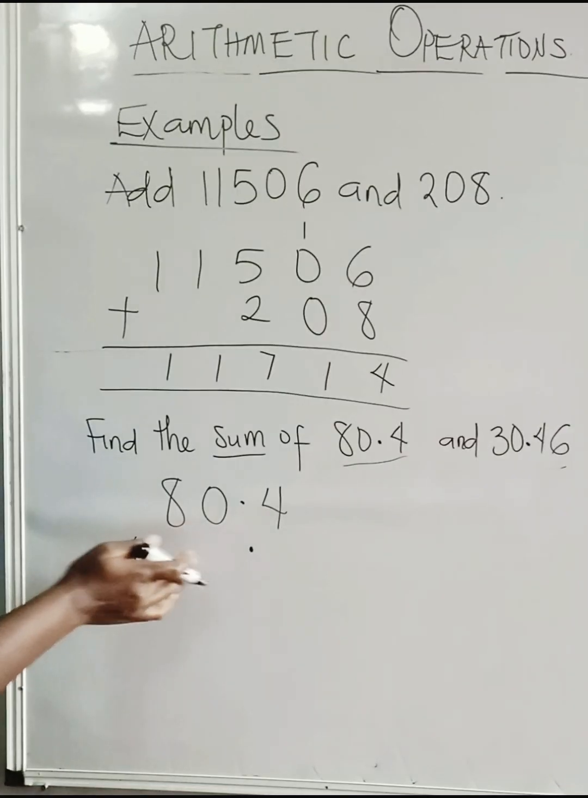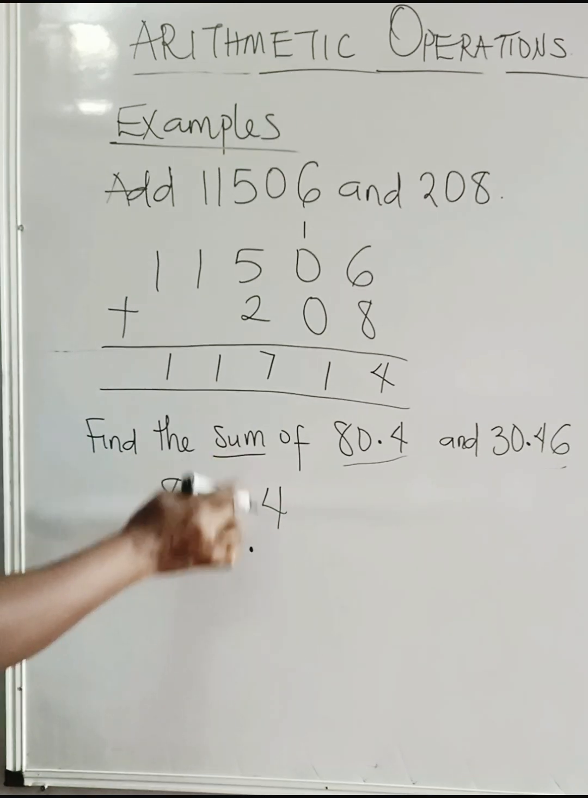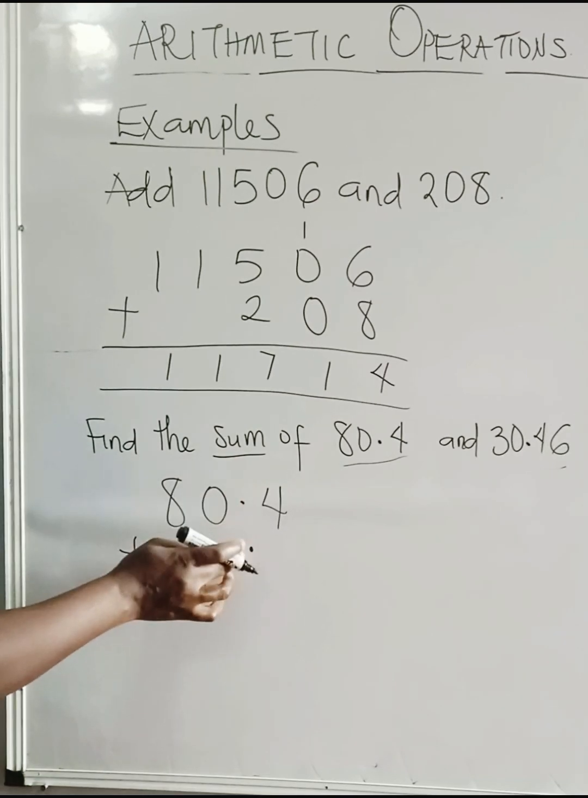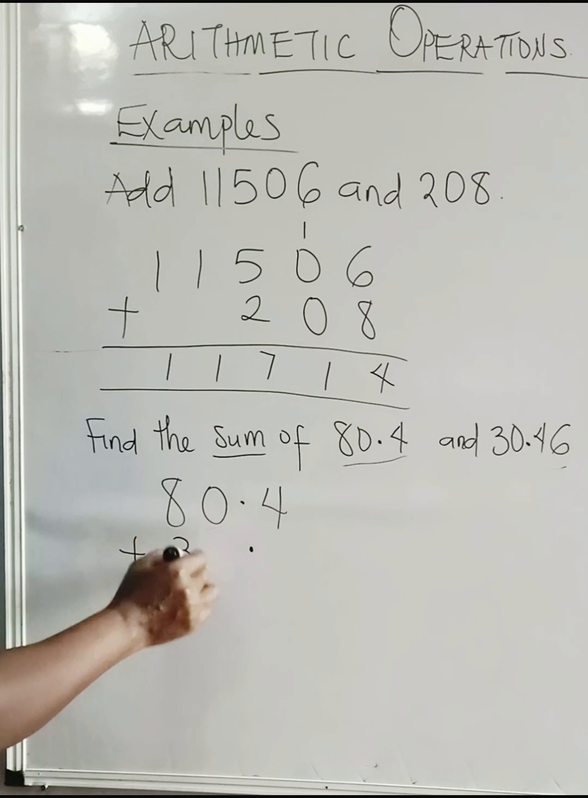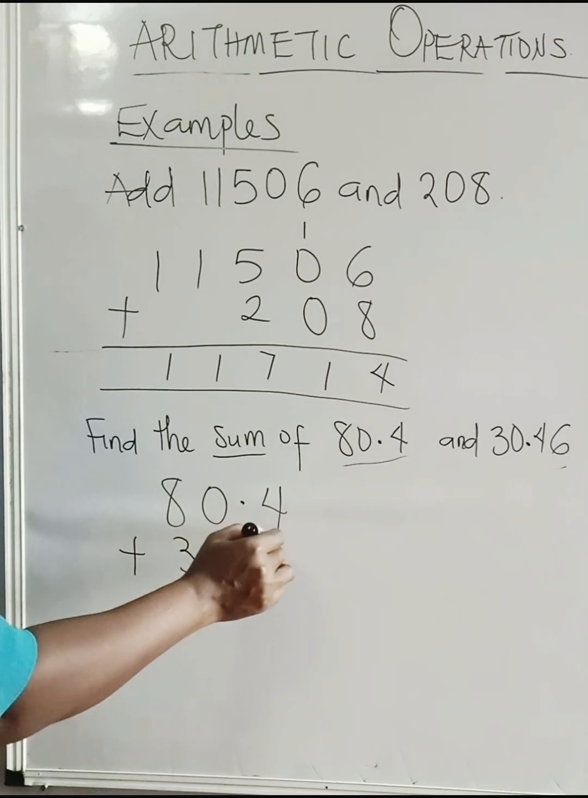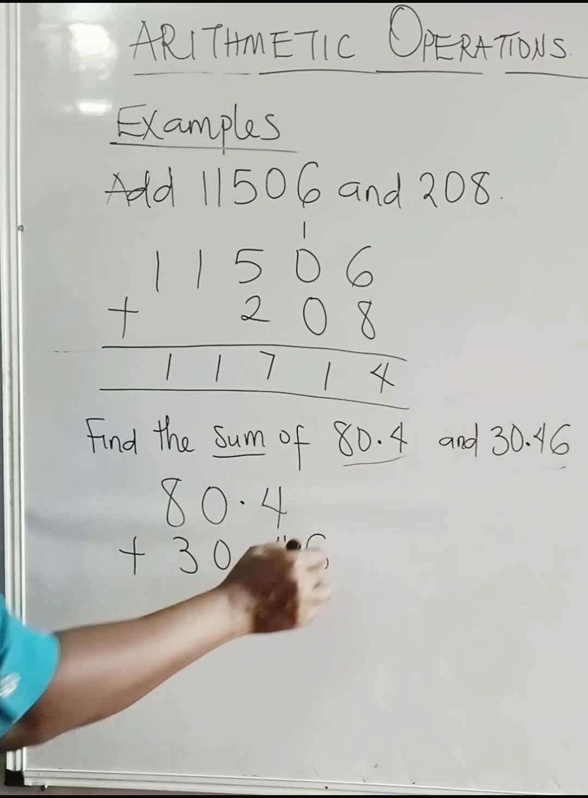If we decide to shift the decimal point, maybe we bring it here, no, that will cause a problem, right? We have to align the decimal point just the way I have aligned it now. That is how it should be done. And our 30 will be here, and our 4 will be here. This 4 will be here, and our 6 will be here.